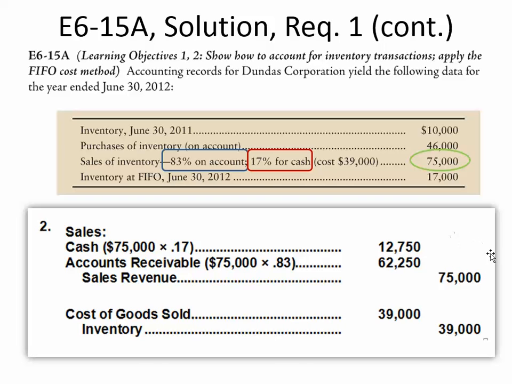So that first journal entry is for when we're selling to customers, and that's for the sales price. The second part of this, when we make a sale, we also need to remove it from inventory. It tells us the cost of those sales in the table. It tells us the cost is $39,000. So we're going to debit cost of goods sold. Remember, that's an expense account, for $39,000. We're going to credit inventory to reduce inventory for the cost of it at $39,000.